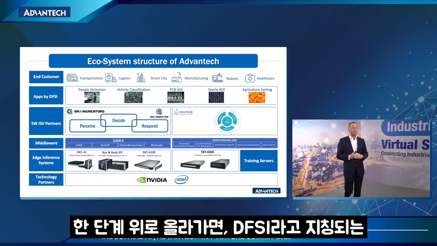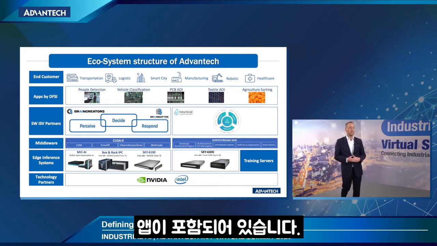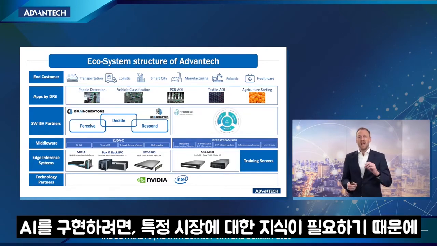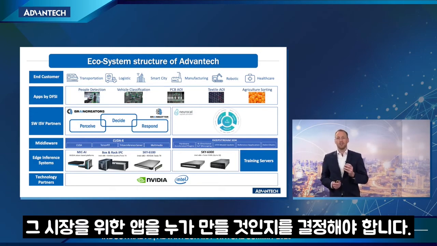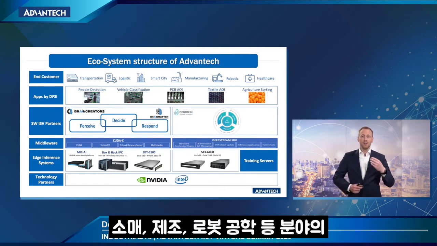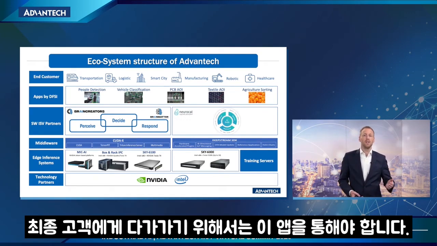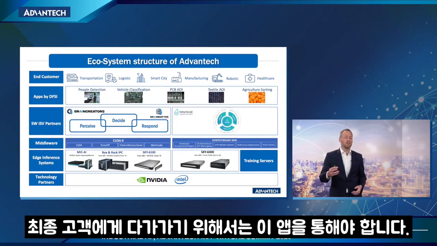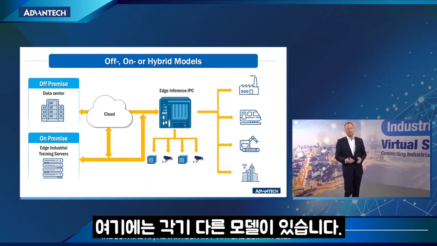On the upper layer, there's the apps, because you need a domain-focused system integrator, which we call DFSI in this presentation, who will make the app for that specific market, because you need to have knowledge about a certain market in order to implement the AI. And after that, you go to the end customer. And the end customer can be in retail, can be in manufacturing, robotics, whatever. Then there are different models.